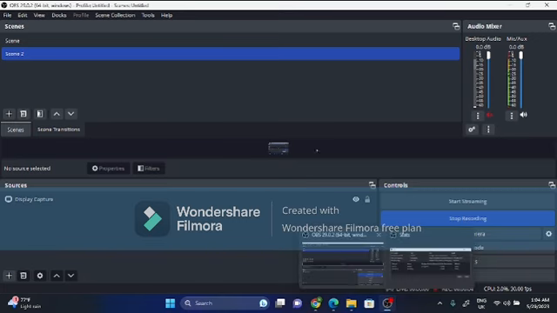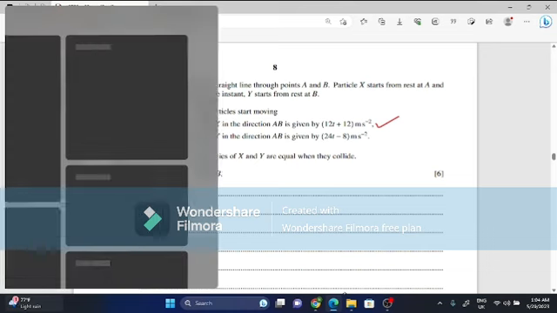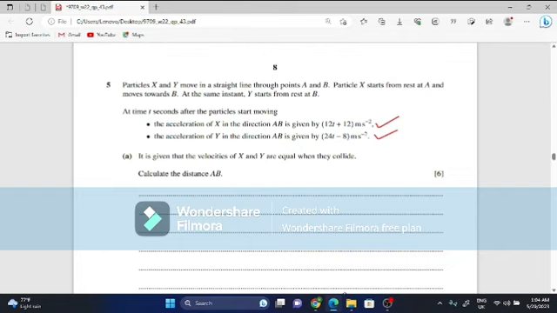Okay, next one is question number 5. Particles x and y are moving along a straight line between the points a and b. Particle x starts from rest and moves towards b. Similarly, y starts from rest and moves towards a. For some time instant, the acceleration for x is given to you in the first equation, and the acceleration of y is given in the second equation. You have to calculate the distance of AB.